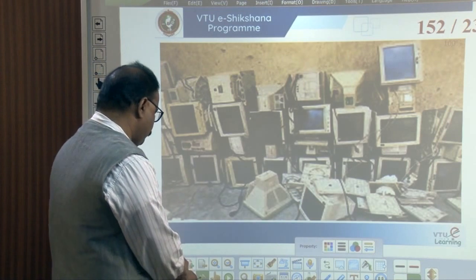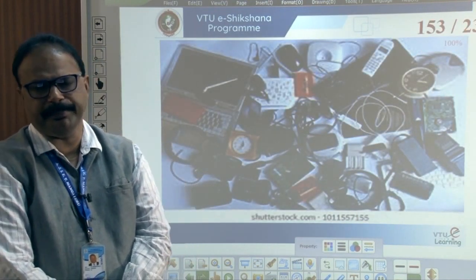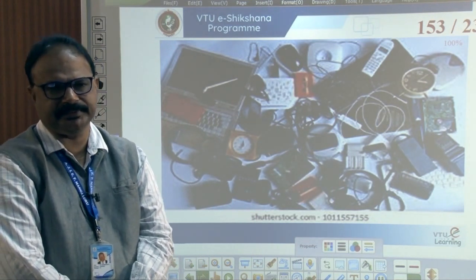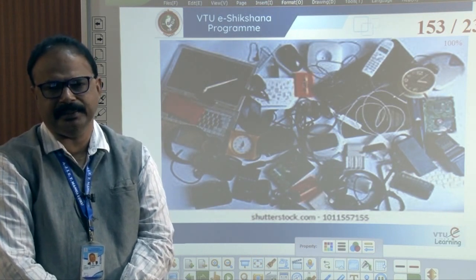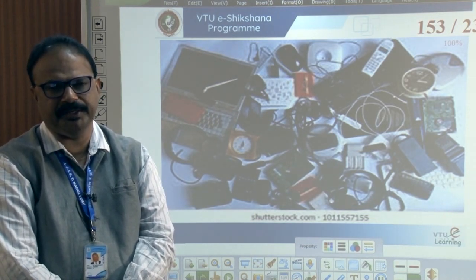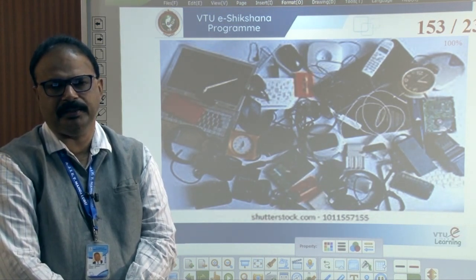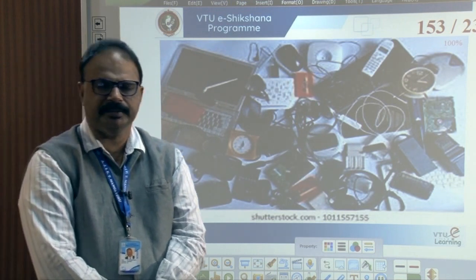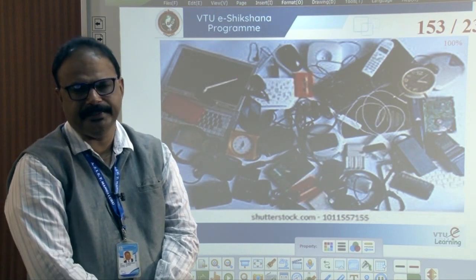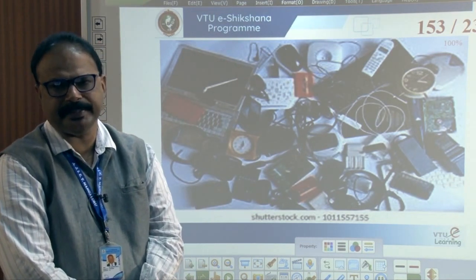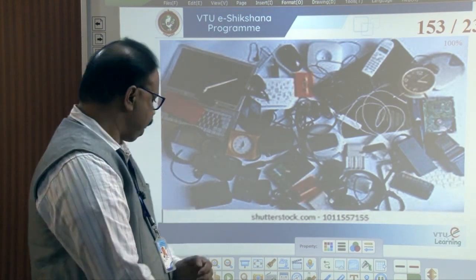Now next we go for, see here, you can also see a lot of mobile phones, printers, calculators, wires, monitors, keypads, a lot of clocks, everything you can see in the e-waste dumping here, disposal. See here, segregation is very, very important, it is a major part of this.